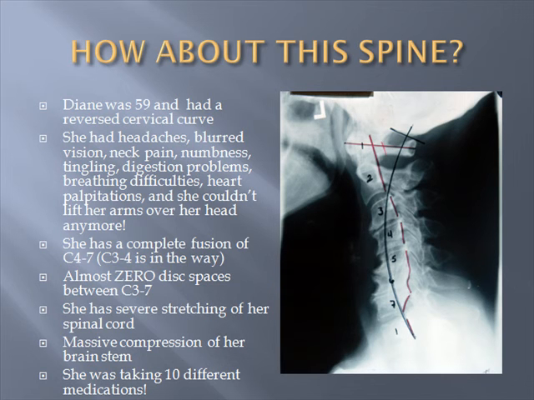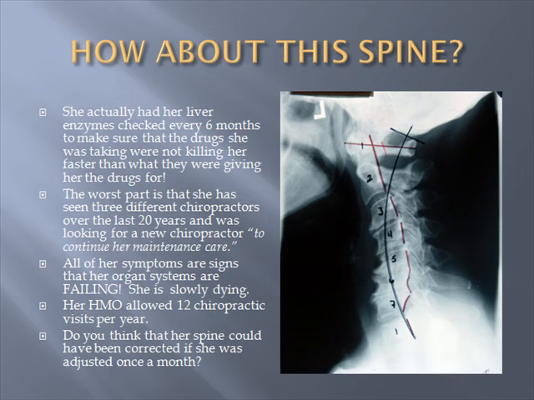She has severe stretching of her spinal cord, as you can tell from the reverse cervical curve. This is going to produce massive compression of her brainstem. She was taking 10 different medications. Now, she actually had her liver enzymes checked every 6 months to make sure that the drug she was taking was not killing her faster than what they were giving her the drug for.